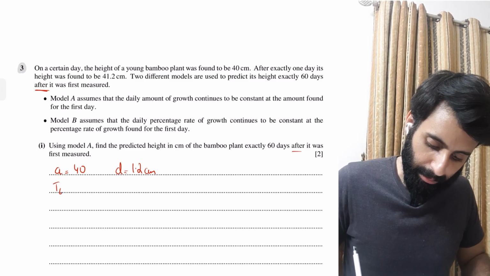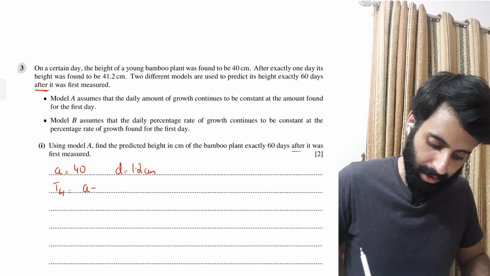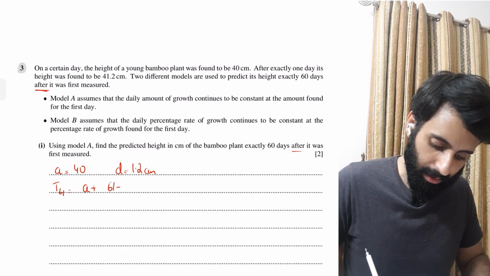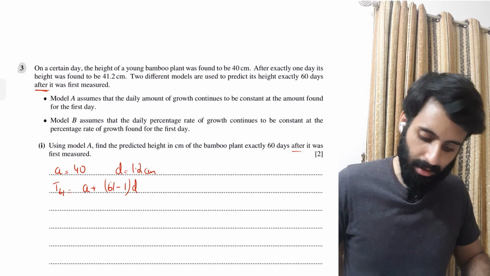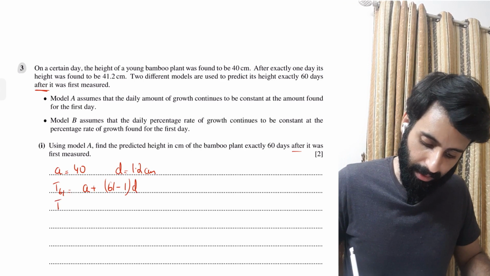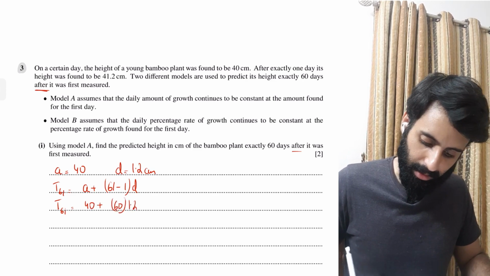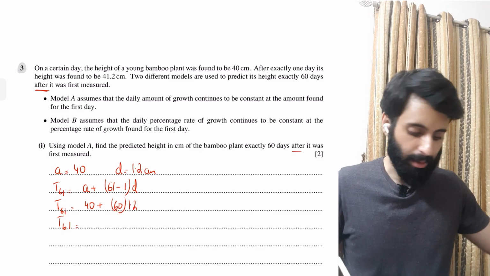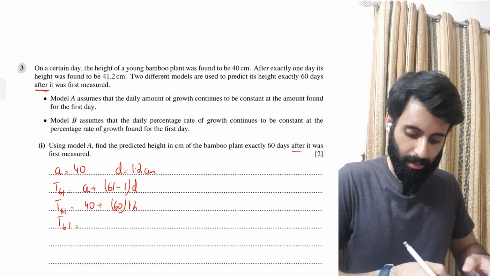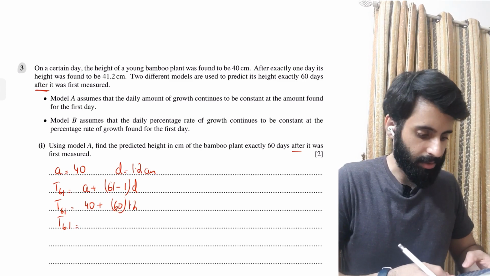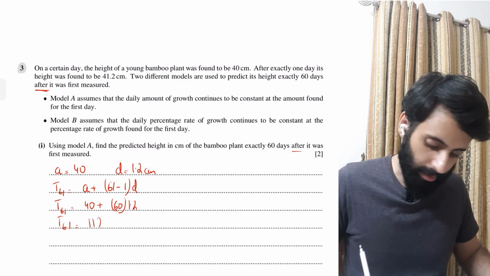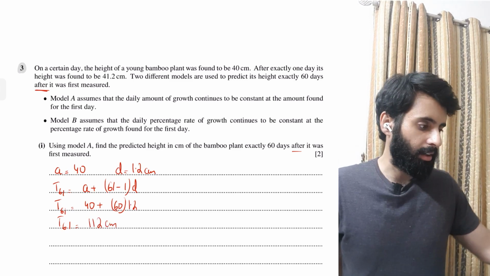So like I said, we're basically looking for the 61st term, which is going to be equal to A plus 61 minus 1 times D. So we know what A is equal to, right? So A is equal to 40 plus 60 times 1.2. So let's work this out and see what we get. So we're looking at 1.2 times 60, 72, plus 40. So we're looking at 112 centimeters, and that is the correct answer.